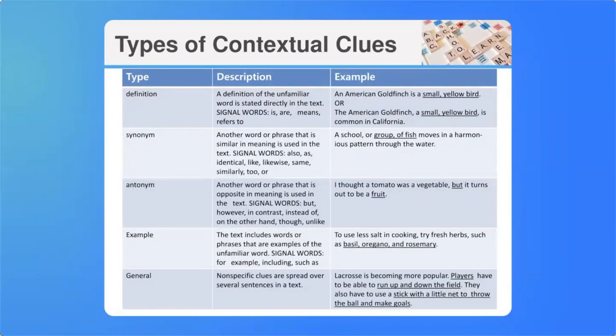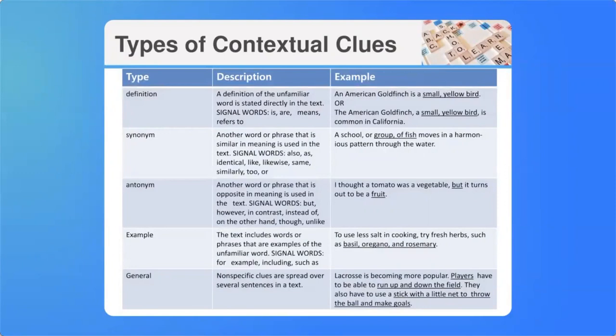And here's an example of a definition context clue. An American goldfinch is a small yellow bird. Did you see is? Okay. You had the subject, then is, and then the definition. The American goldfinch, a small yellow bird, is common in California. Here we have an appositive being used.